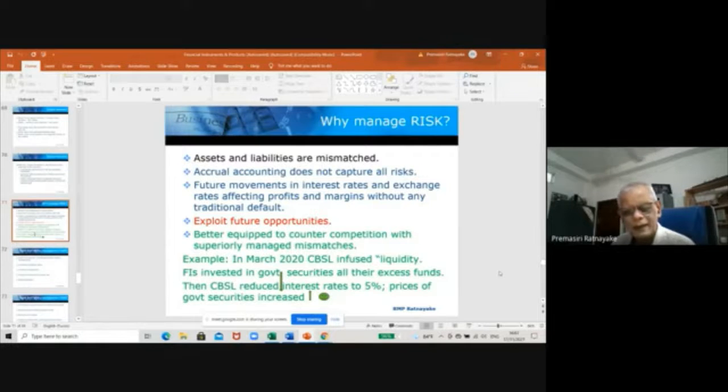So why manage risk? Assets and liabilities are mismatched. Liabilities are the mobilizing of funds, deposits in the financial institutions, and through the deposits and the shareholders' funds, assets are created: loans and various other investments, and so on and so forth. If the maturities of the liabilities and assets are matched, then there is no risk. The only risk is the pricing, where assets have to be priced higher than the liabilities.